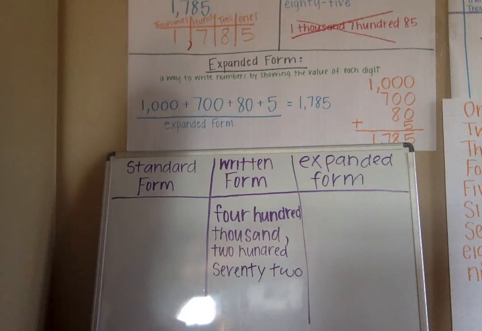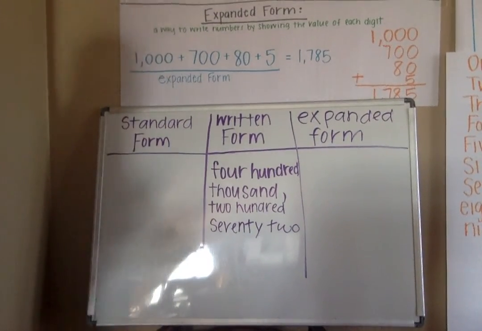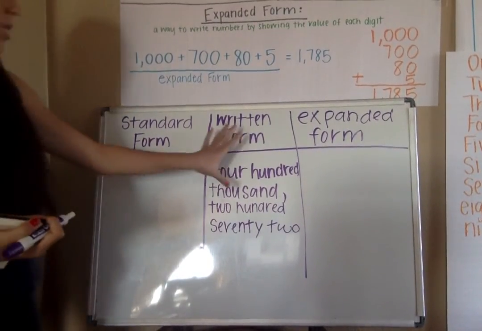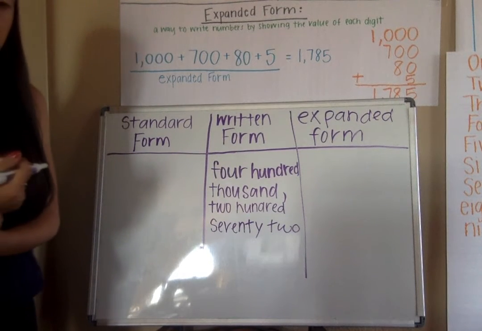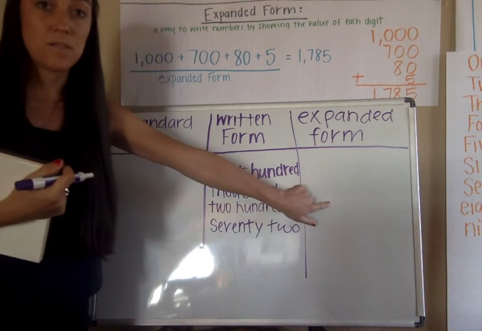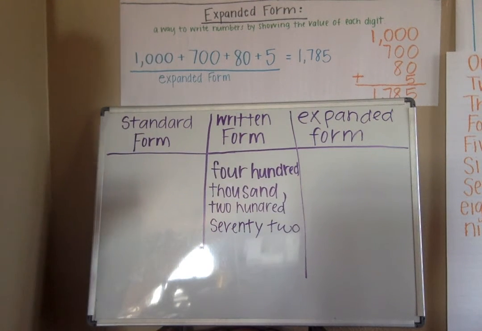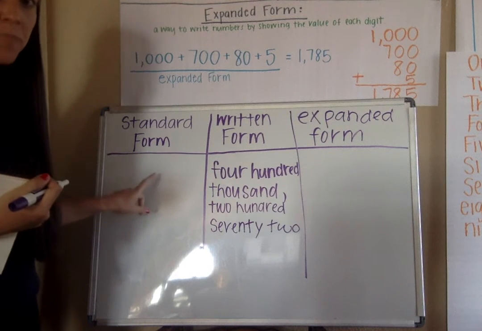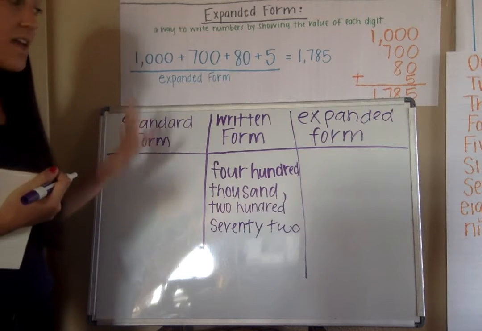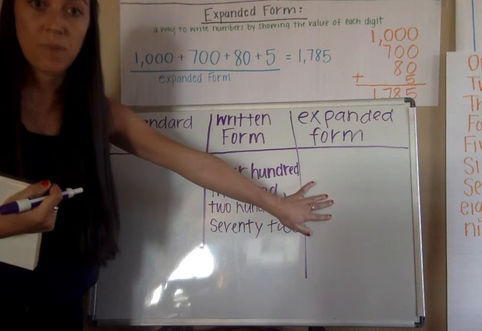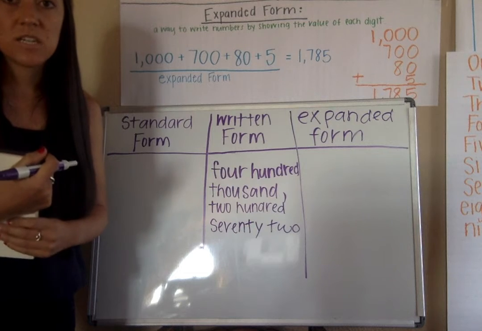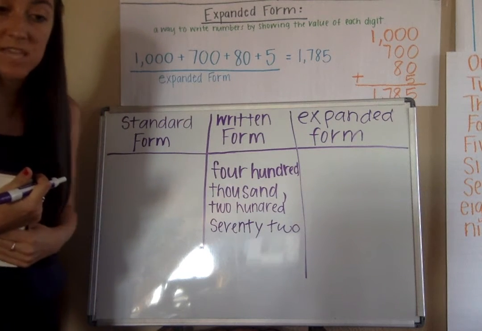So this is something that you might see on your assessment or on your assignment, and you might just see written form, and it might ask you to write it in expanded form or choose the expanded form option, or it might ask you to write it in standard form. So we need to do both. I would suggest that you take it from written form and write it in standard form first, and then change it to expanded form. I think it would be a lot easier to visualize and to see.